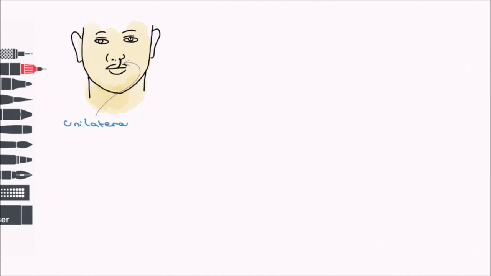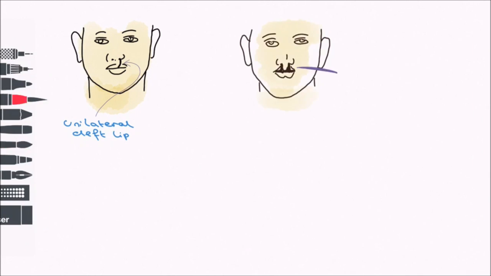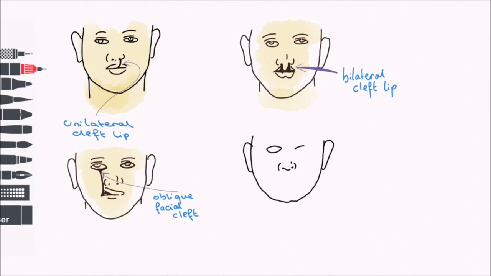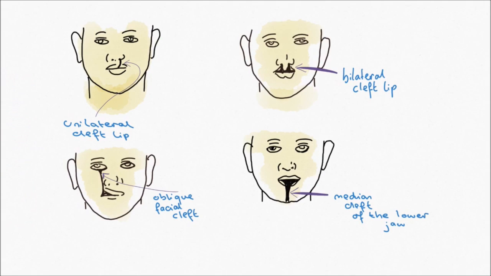The first is the unilateral cleft lip. This is due to the failure of the maxillary process on one side to fuse with the median nasal prominence. This can also occur bilaterally.